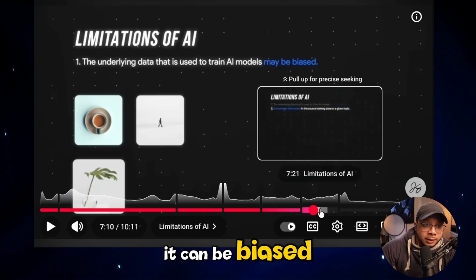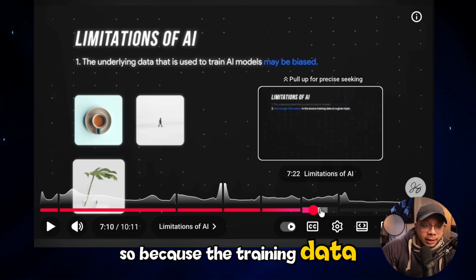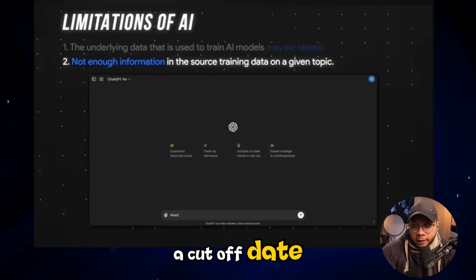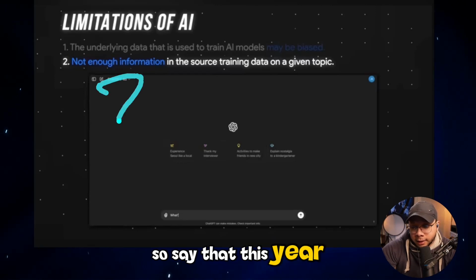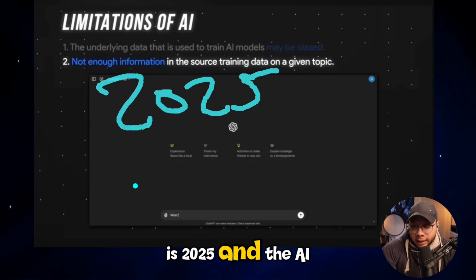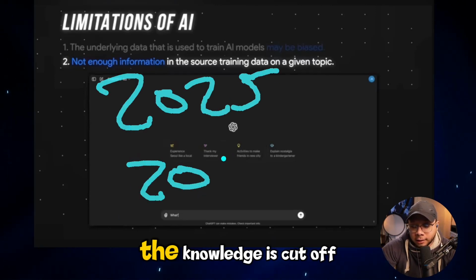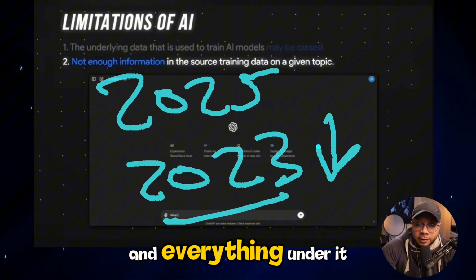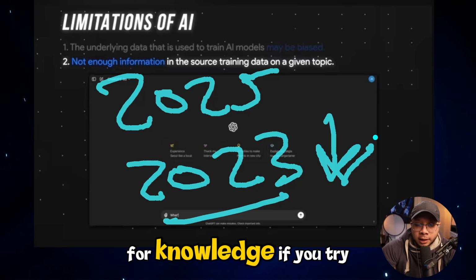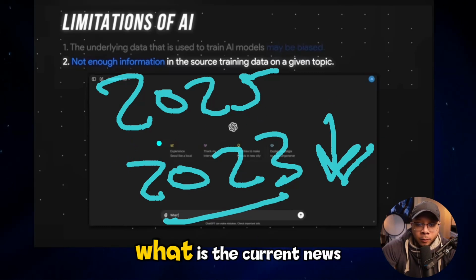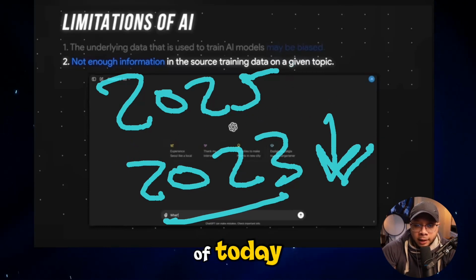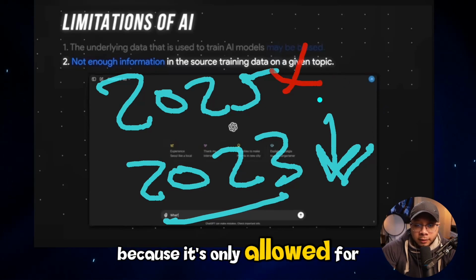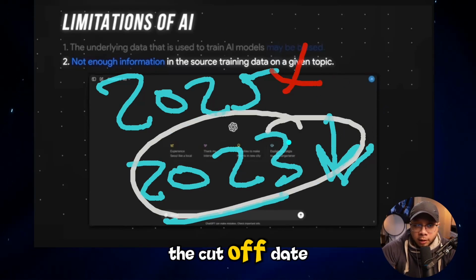It can be biased, because the training data isn't really long enough. And this one has a cutoff date. So say that this year is 2025 and the AI's knowledge is cut off at 2023. So essentially you have 2023 and everything under it for knowledge. If you try to ask, hey, what is current news of today? It's not going to do that because it's only allowed up to the cutoff date.